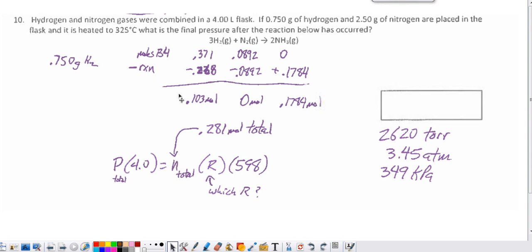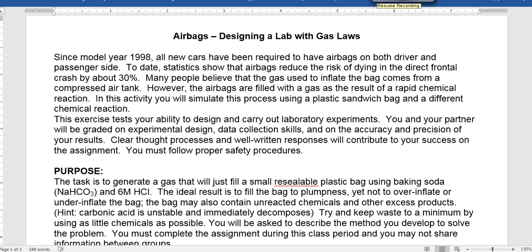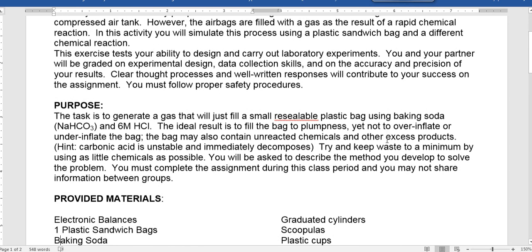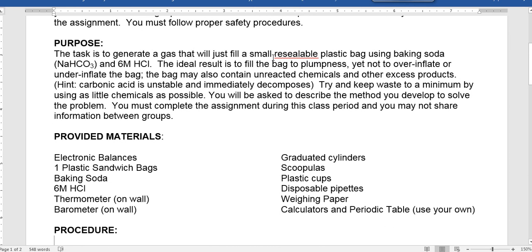Oh, before I kick stop, I was so close to hitting stop, super duper close. Let's look at your lab. Flip all the way to the back. So the very last 2 pages in your note packet is the Airbag Lab. You can read about how airbags are used. Hopefully you've never had to use one. We're going to be using a resealable plastic bag, not necessarily a Ziploc bag, but some sort of bag.